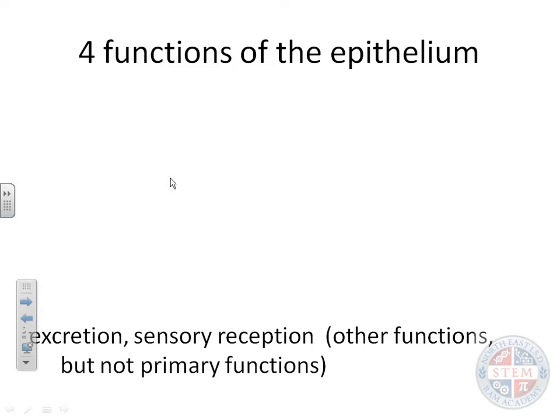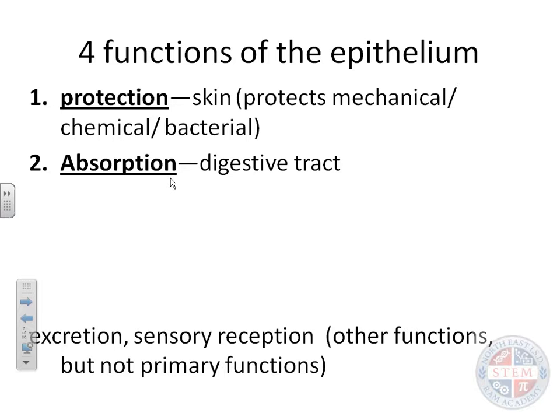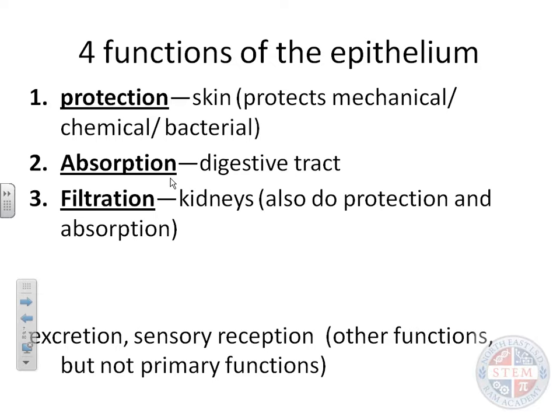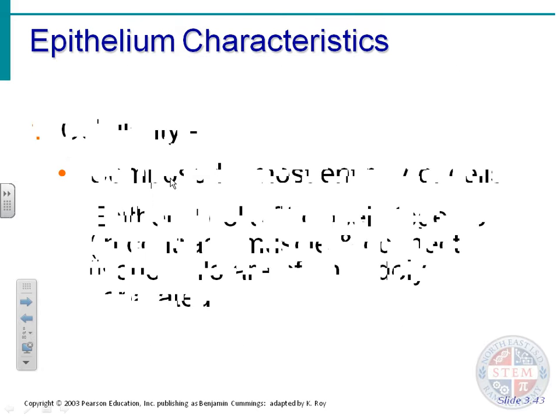Four functions of epithelial, again, protection, skin, it's a mechanical, chemical barrier, bacterial barrier, absorption like we find in the digestive tract, kidney is for filtration. They also do protection and absorption. And then secretion like the special glands throughout your body.